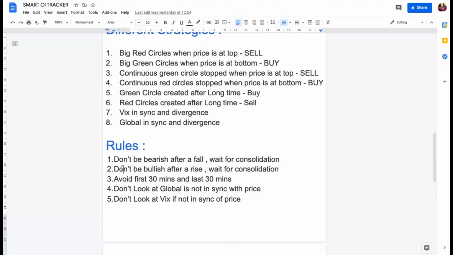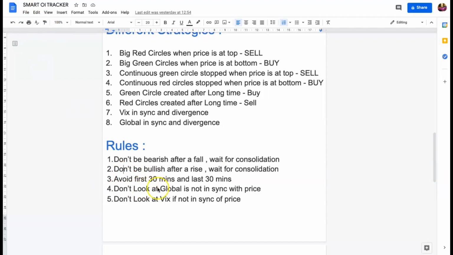The third rule is do not look at the first 30 minutes and last 30 minutes of the smart wire tracker, because most of the time the option sellers will be squaring off and there will be a lot of noise and the data won't be proper. So please avoid the first 30 minutes and last 30 minutes.